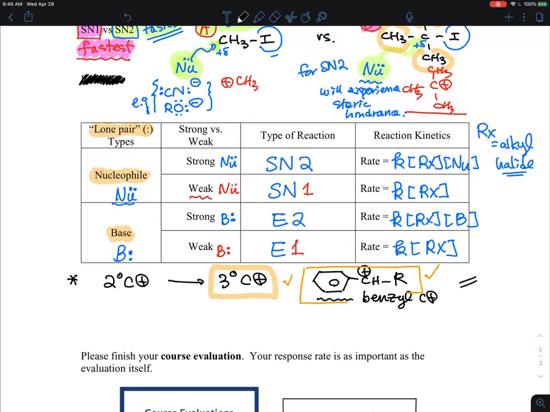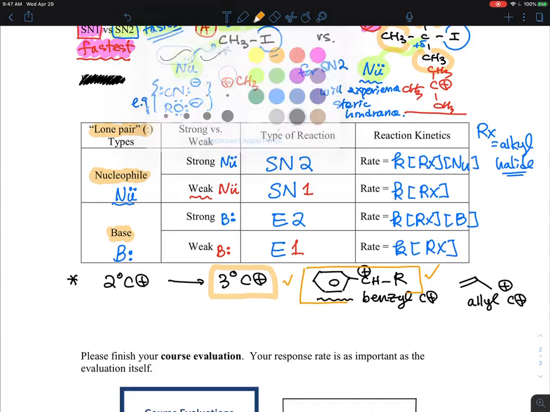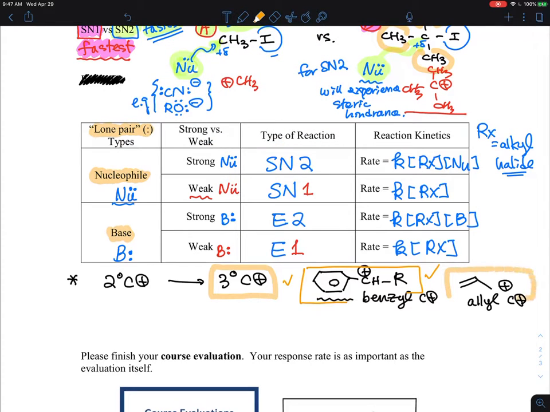You will learn more in organic chemistry. The other one that is also known is the allyl carbocation, and this is another category where you are seeing stable carbocations. I want you to expand your idea. It's not just about the tertiary carbocation. It is all other types too.